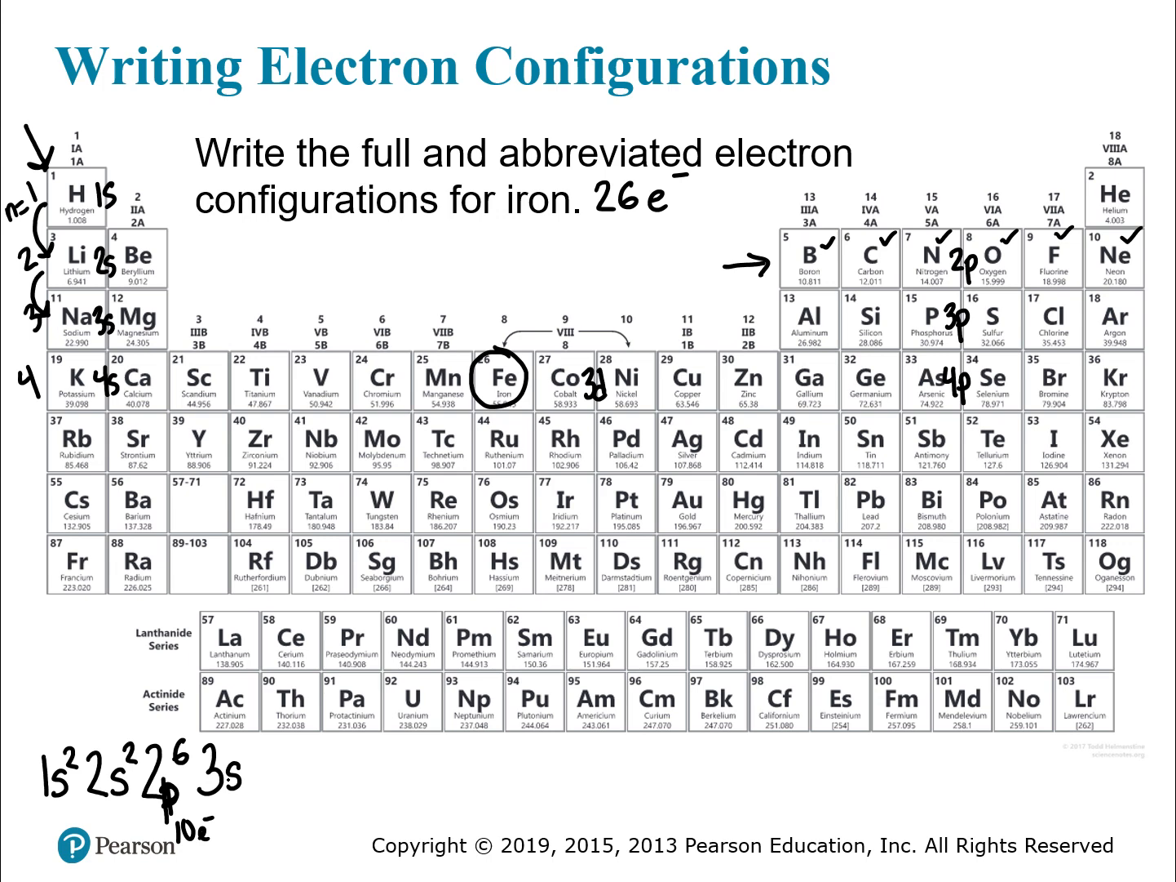I'm going to fill the S. Since we just came back around to this third row, we're in the S block. We always fill the S first, and it can only hold 2 electrons. What do I fill next?